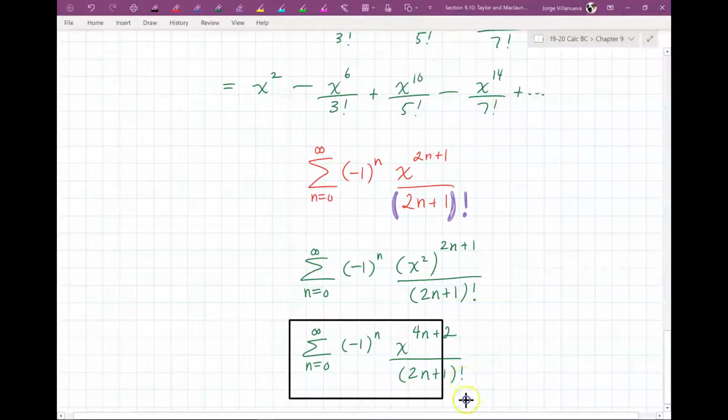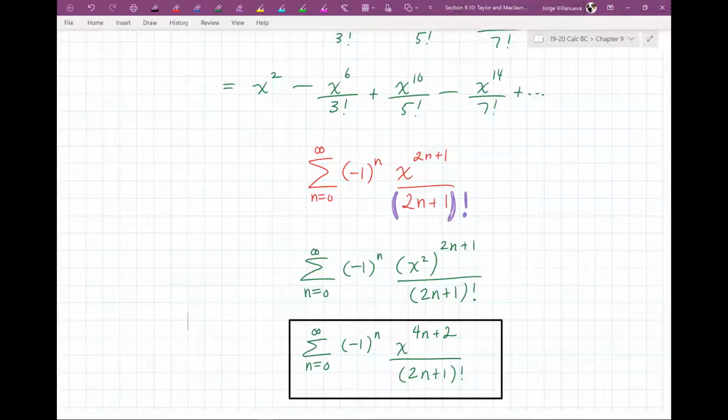And this would be your Maclaurin series. Now, if you test it, you plug in a 0, you get x squared, right? If you plug in a 1, you'll get a negative x to the 6th over 3 factorial, which is good. That's exactly what I want. If you plug in a 2, you get a positive x to the 10th over 5 factorial, right? It's working. You don't have to try to figure out the weird pattern that it is because you already have the original pattern and you just manipulate it.